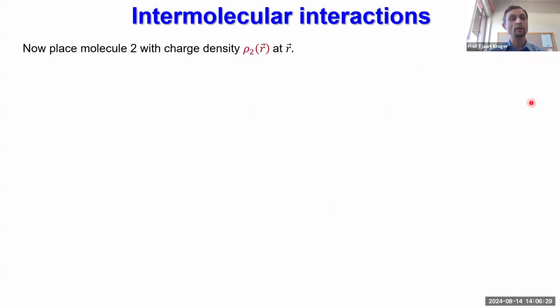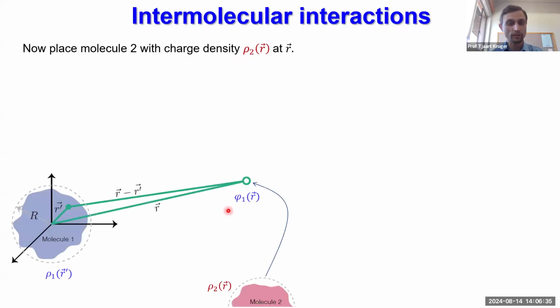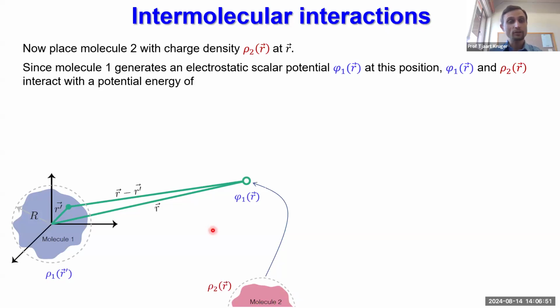In this case, we are now going to place a second molecule with charge density ρ2 at R. Okay, so this is our setup. We have a molecule 1 with charge density ρ1 and scalar potential at position vector R, and then exactly at this position we are going to place our second molecule 2. Okay, so now since molecule 1 generates the scalar potential, this scalar potential and the charge density of molecule 2 are going to interact. And the interaction energy, or the potential energy of this interaction, is given by this.